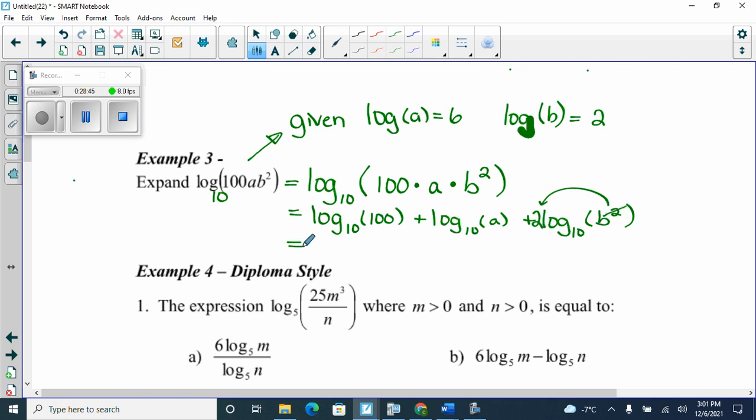Now, log base 10 of 100, 2. Plus log base 10 of a, or log a, 6. Plus 2 times log b. I now have log b, which is 2.